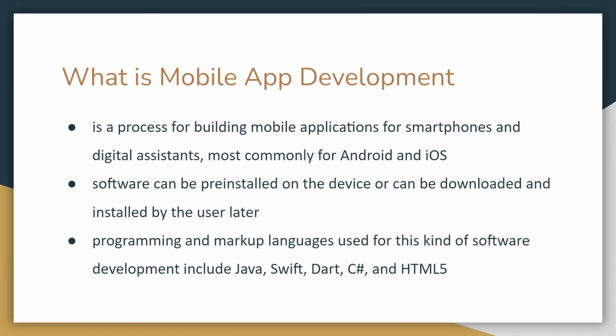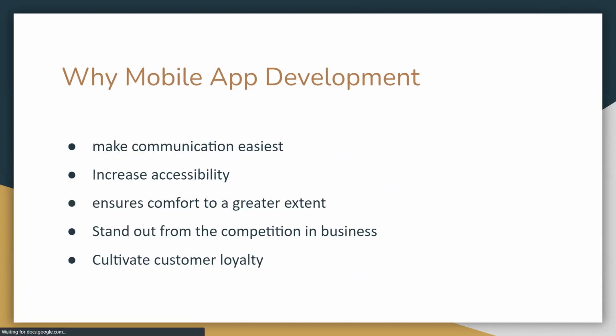The programming and markup languages used in developing mobile apps include Java, which is mostly used in building Android applications. We have Swift for iOS applications. We have Dart, which is used in Flutter. And you have C# and HTML5. A lot of people know HTML5, but it's also used in coming up with mobile applications.